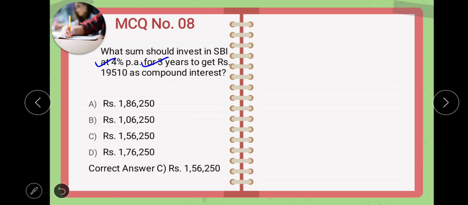So for this example, a person has to invest rupees 1,56,250 in the bank. Then he will get rupees 19,510 as compound interest. Then next question.